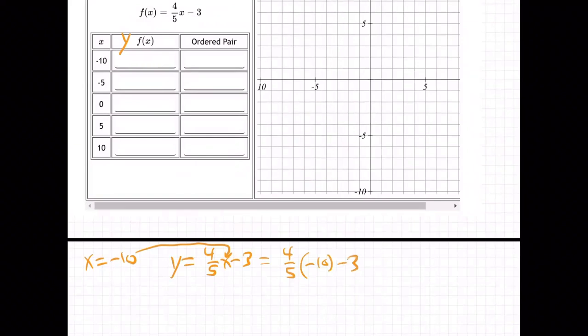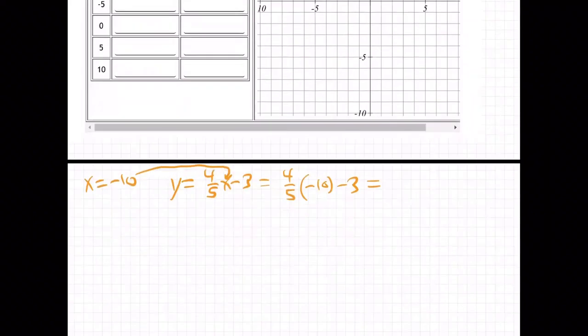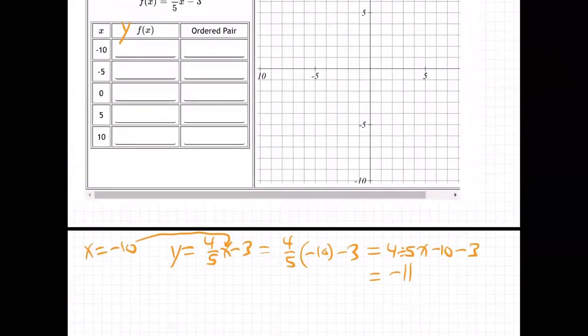Then you can just hit the buttons on your calculator. It's going to be 4 divided by 5, right? 4/5 times, and then negative. Make sure you use the negative button, -3. And what you'll get is -11, I think. Yeah, -11. So that means this is -11. And this is the ordered pair, -10, -11. You put the x first, then the y with parentheses and a comma.